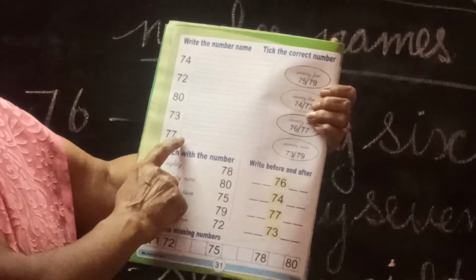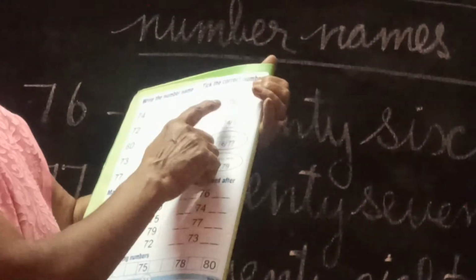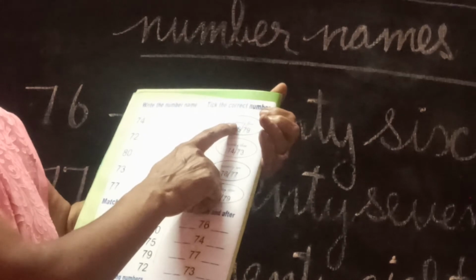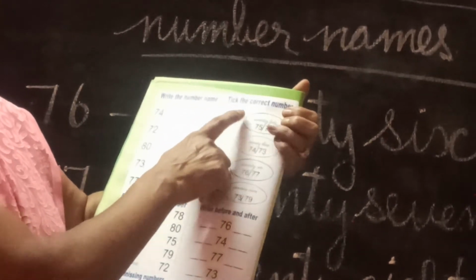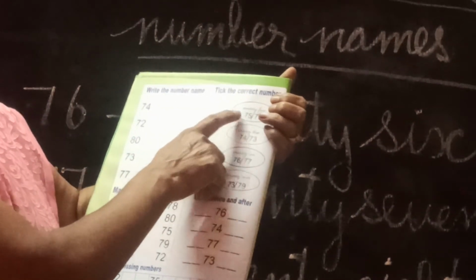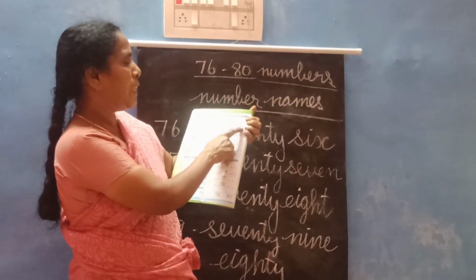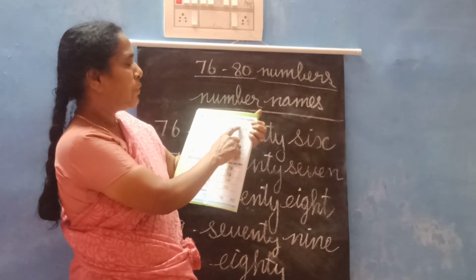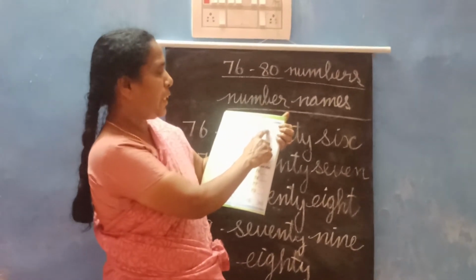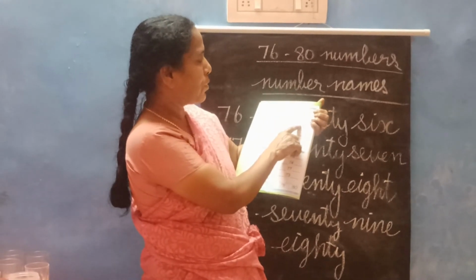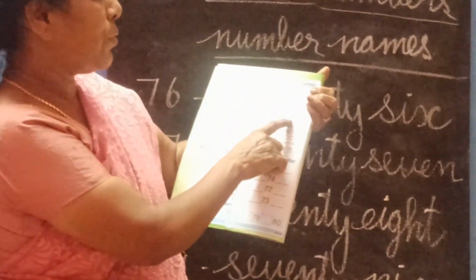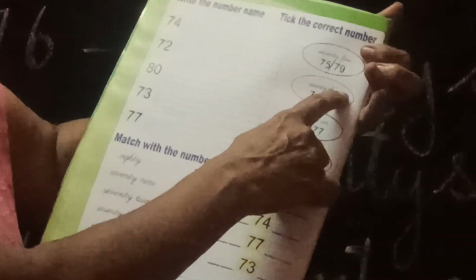Then the fifth number, 77. This side they ask you to tick the correct number. First they gave you 75 and 79. Which number do you have to tick? The 75. Then the next number, 73, they gave you. You have to tick the correct number here. The next, 76. They ask you to tick 76. This side number 76 is here. You have to tick here.